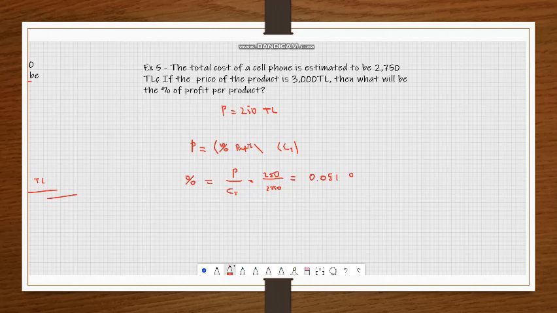So it's going to be 0.091, which is not a percent. In percent terms, we need to multiply by 100, so it's 9.1%, right? So 9.1% profit is taken from this product.